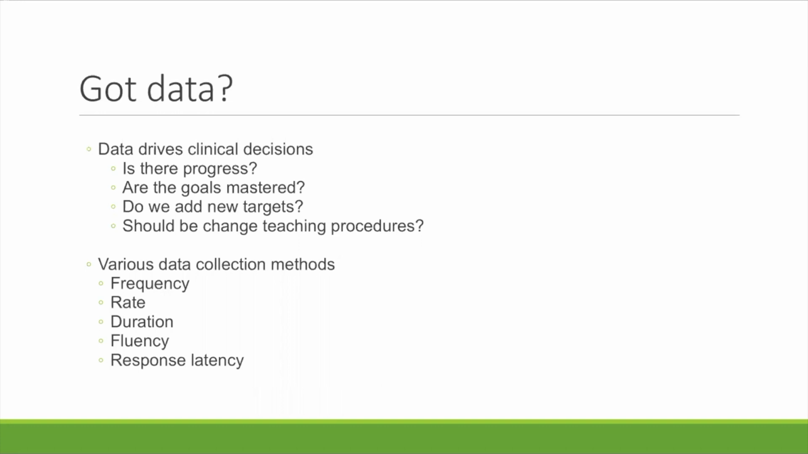Behavior analysts use several different methods to collect data. Some of the ways to collect behavioral data include frequency, rate, duration, fluency, and response latency. Frequency is the method referred to when the number of times that a target behavior is observed is counted. Example, Diego hit Cecile 5 times. Rate is the same as frequency, but within a specified time limit. For example, Diego hit Cecile 5 times in 2 minutes.